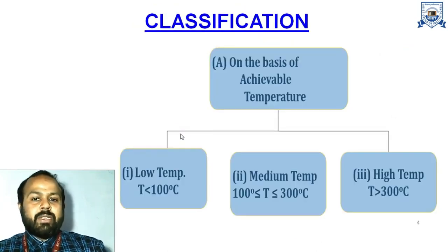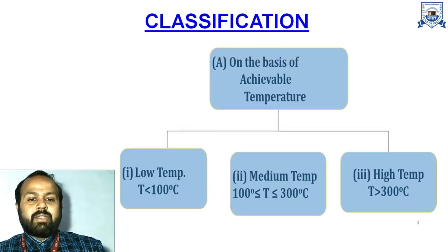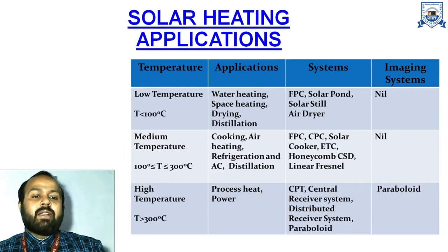Classification: on the basis of temperature, there are three categories. First is low temperature, less than 100 degrees centigrade. Another is medium temperature, 100 to 300 degrees centigrade, and the high temperature is more than 300 degrees centigrade. What are the solar heating applications we have?